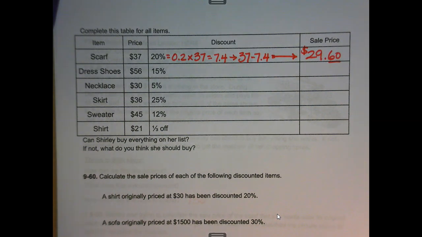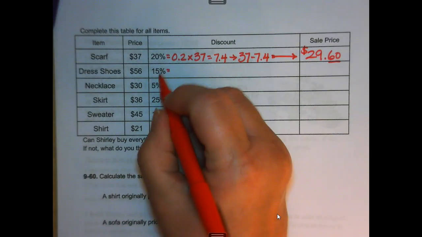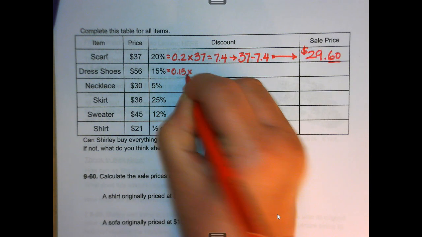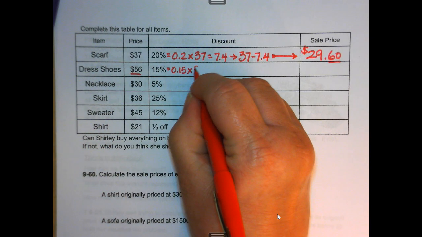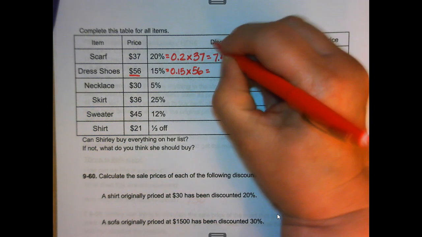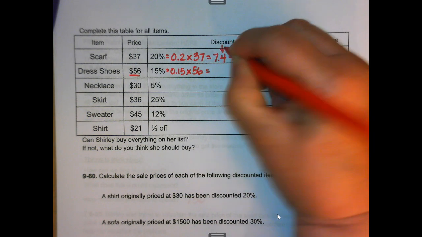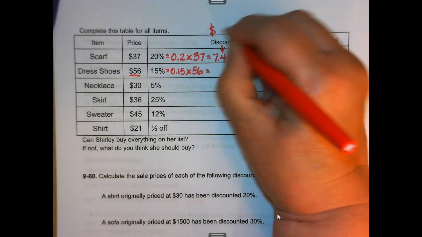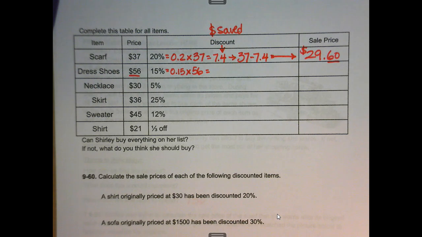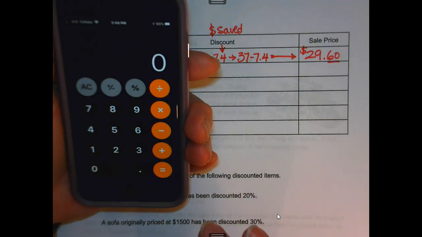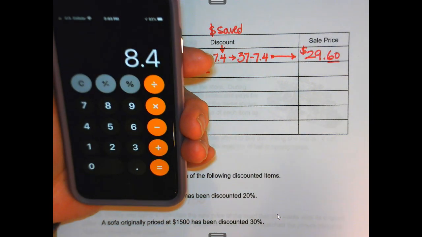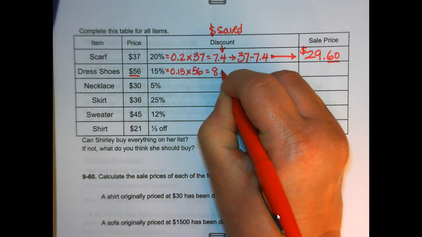The dress shoes are next. First thing I do is change the 15% to 15/100. I multiply that times 56, and that gives me my savings. So the discount, this is my money saved. When I put this into my calculator, I can put in 15/100 times 56, and I get 8.4 or 8 and 4 tenths.